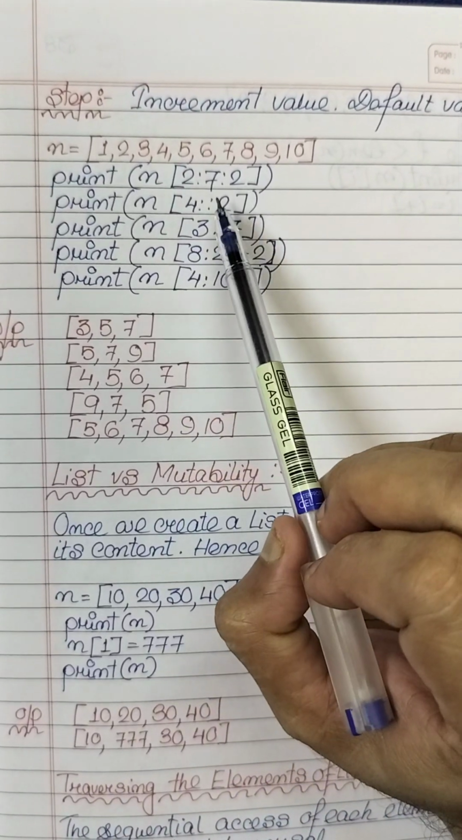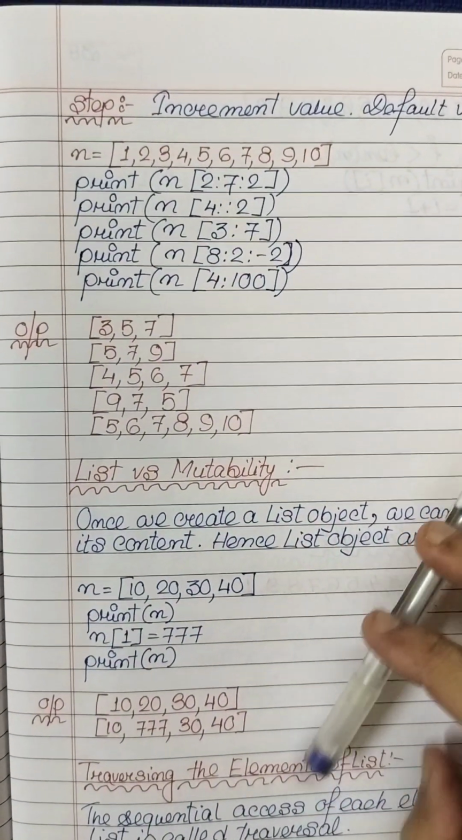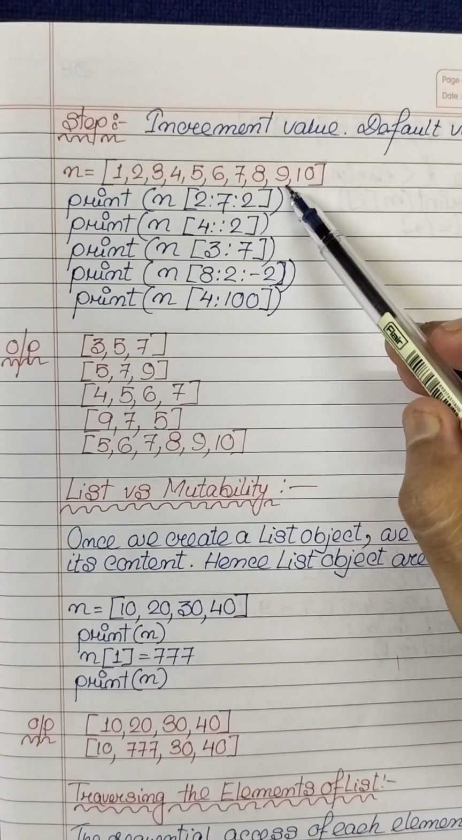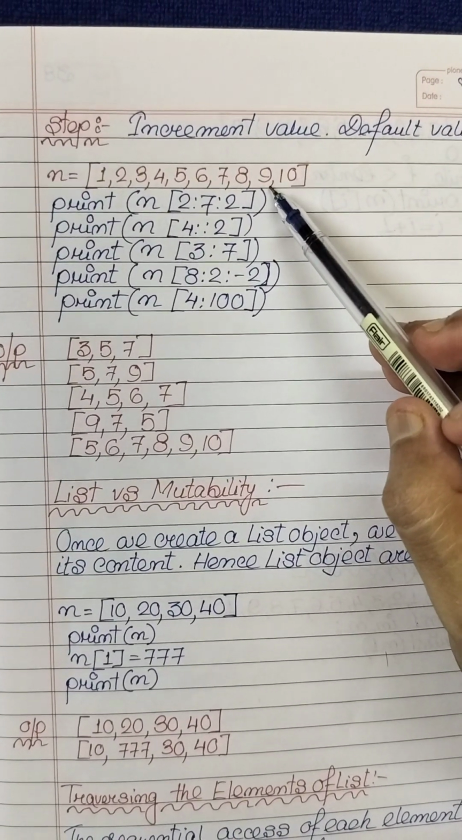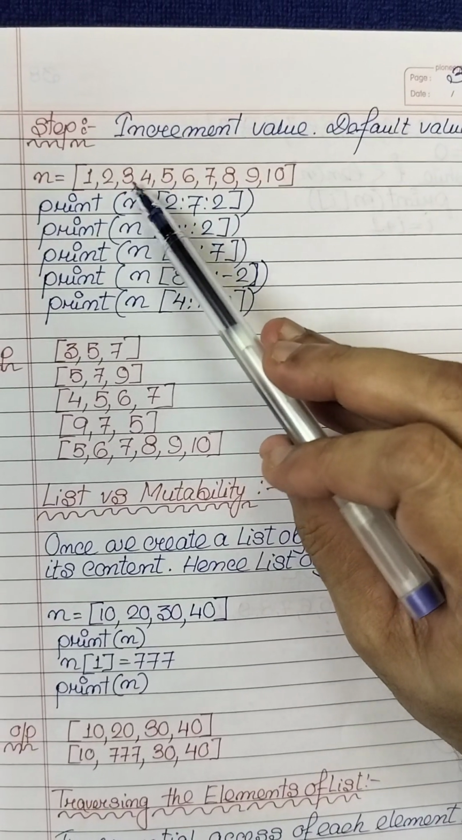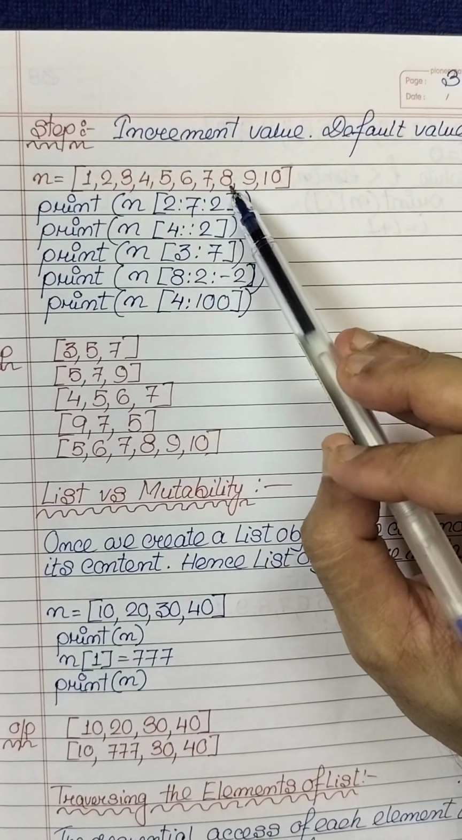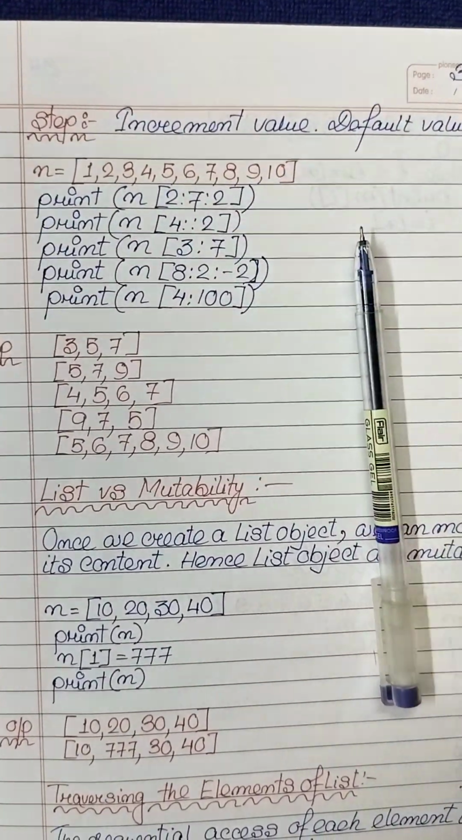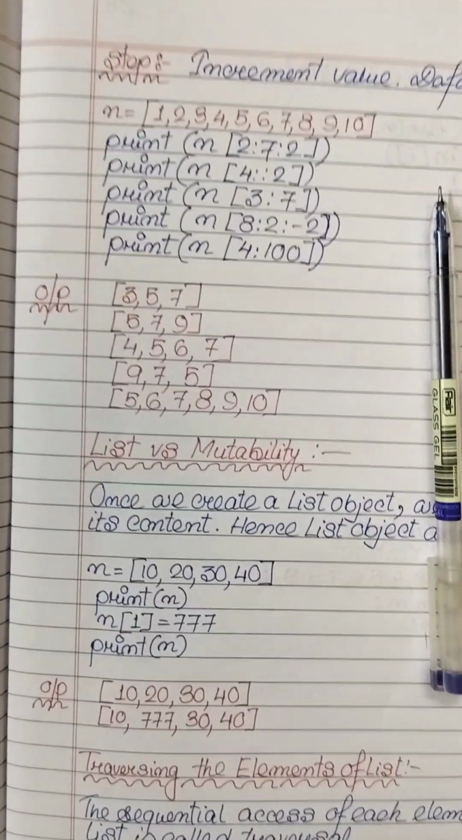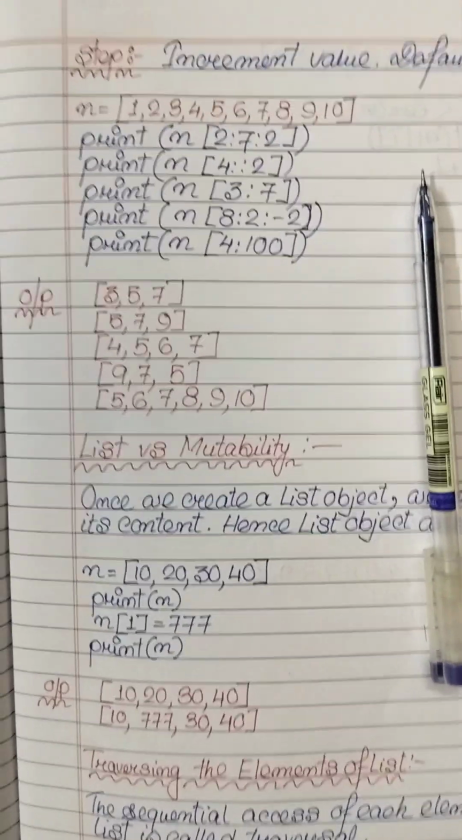But after that we will get 9. 9 is present not in the 7th position or 8th position. It is present at 0, 1, 2, 3, 4, 5, 6, 7, 8th position. So in the 7th position it will not be printed because the step value is not 1, it is 2.